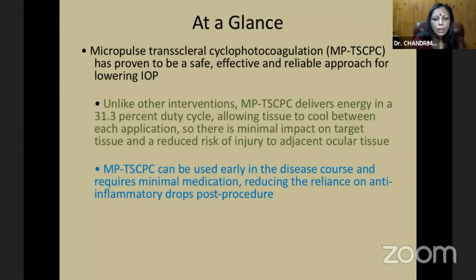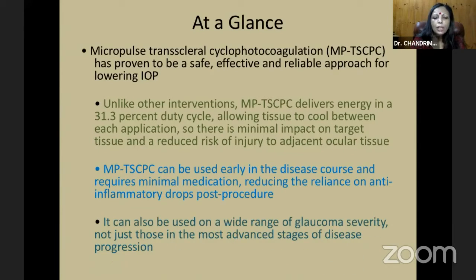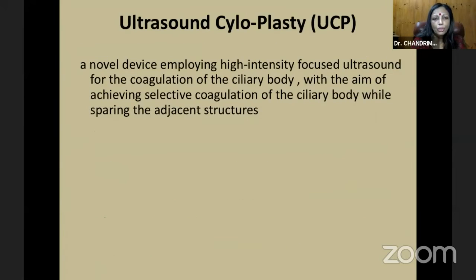And it can be used early in the disease course and requires minimal medication, reducing the reliance on anti-inflammatory drops and post-procedure. It can also be used on a wide range of glaucoma severity cases, including the most advanced cases of the disease progression.